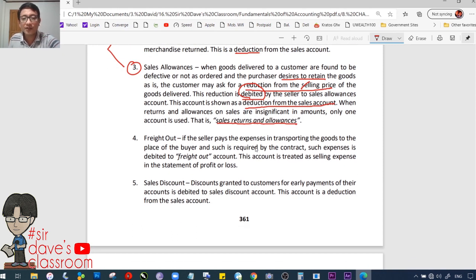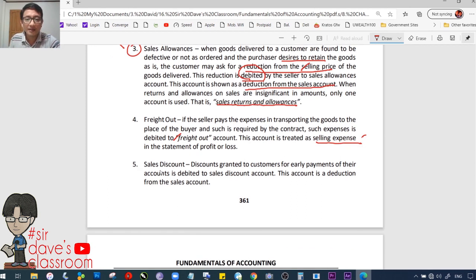If the seller pays the purchases in transporting the goods to the place of the buyer and such is required by the contract, such an expense is debited to freight out account. Yung freight out na account title, it is a selling expense. Meaning to say, it is considered in the determination of your net income later on, dun sa ating income statement or statement of profit or loss.